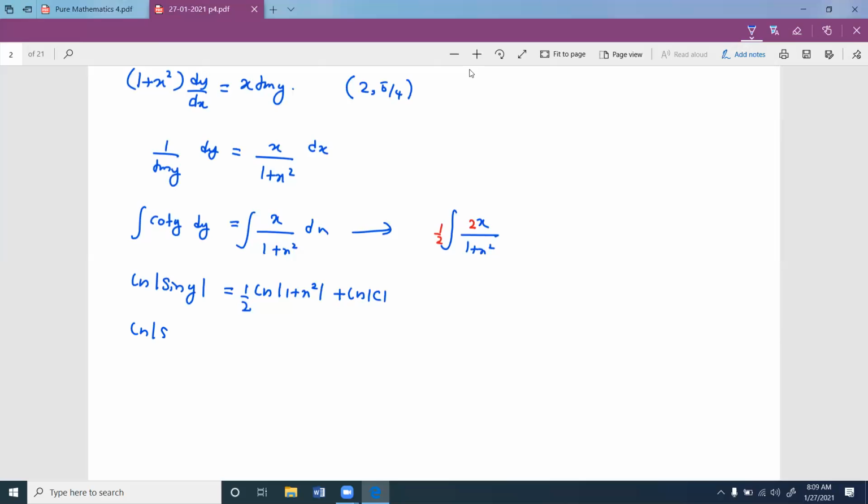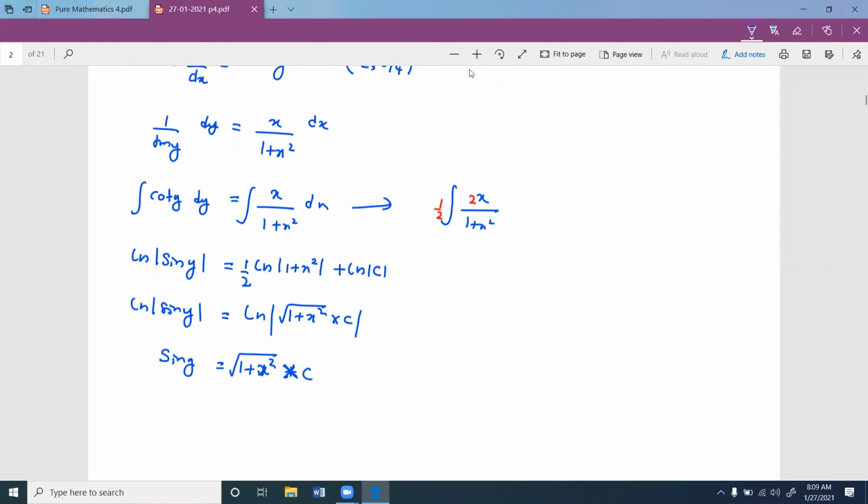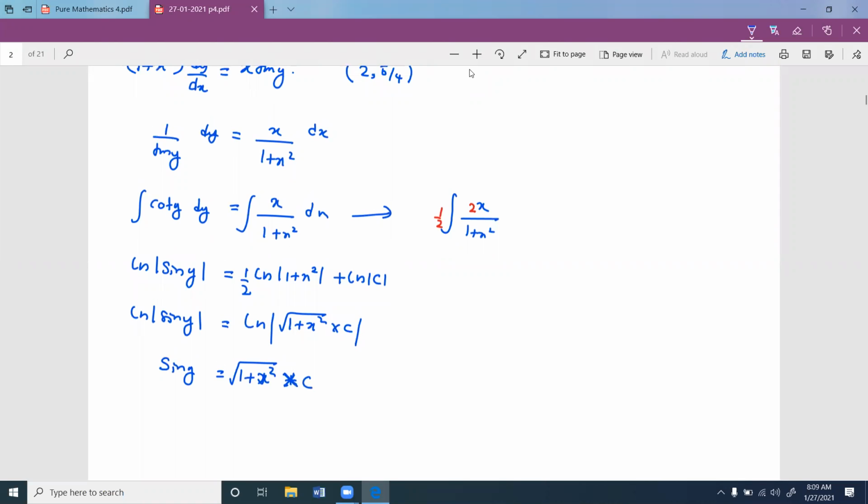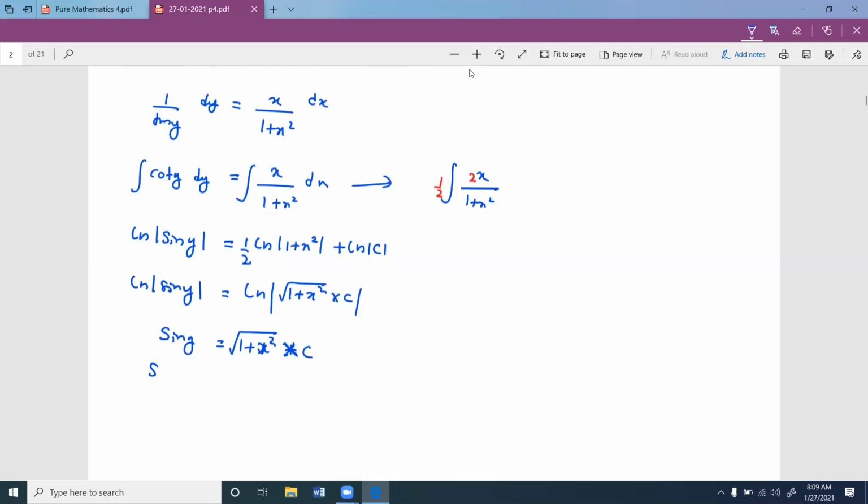So it turns out ln sine y equals, from here, you can take this half in: ln of 1 plus x squared, half means the square root, times c. Then you can move the ln and ln to both sides. So sine y is equal to the square root of 1 plus x squared, into c. Then you can substitute the boundary conditions, 2 and pi by 4. So sine pi by 4 equals the square root of 1 plus 2 squared, into c.